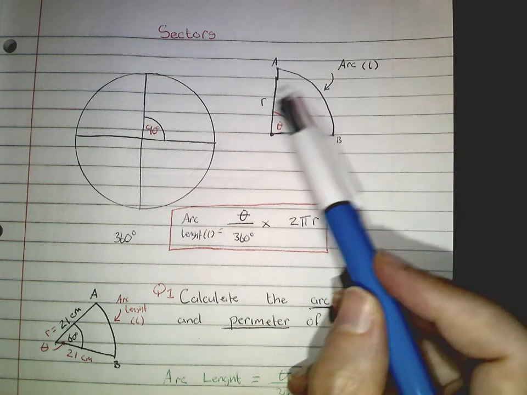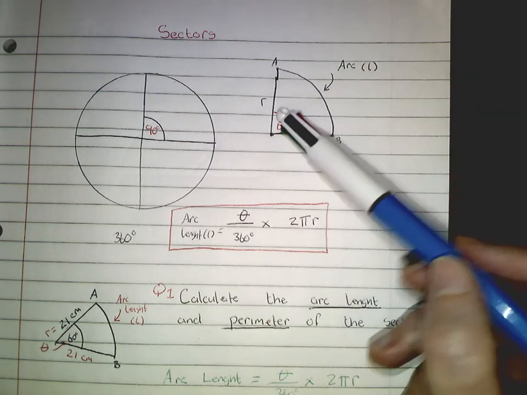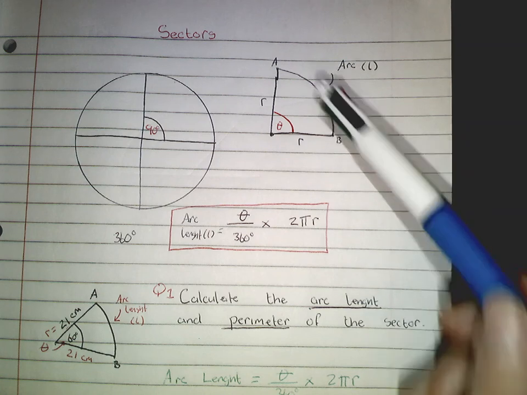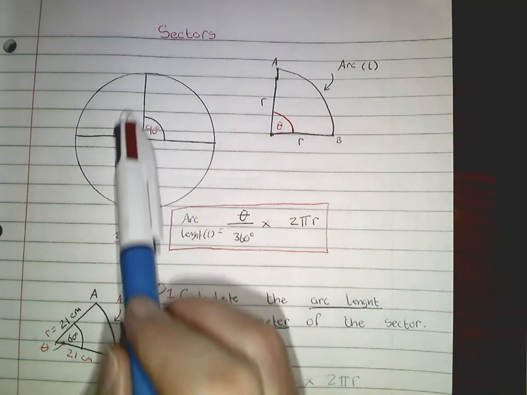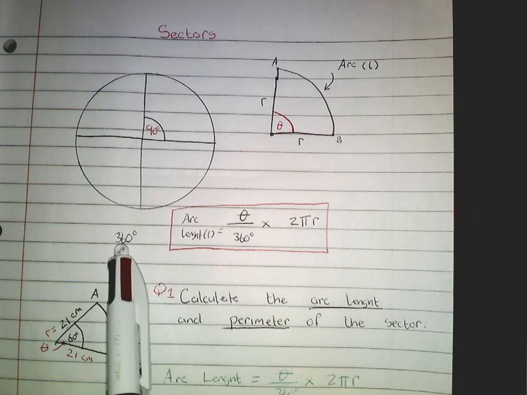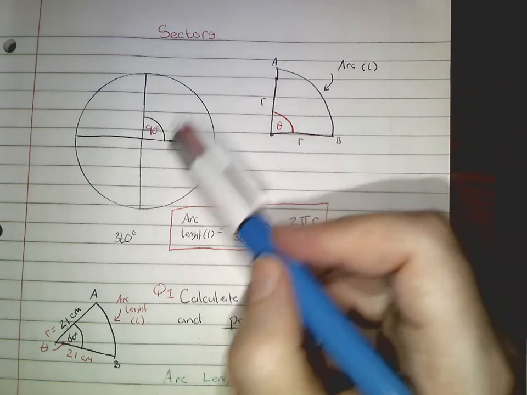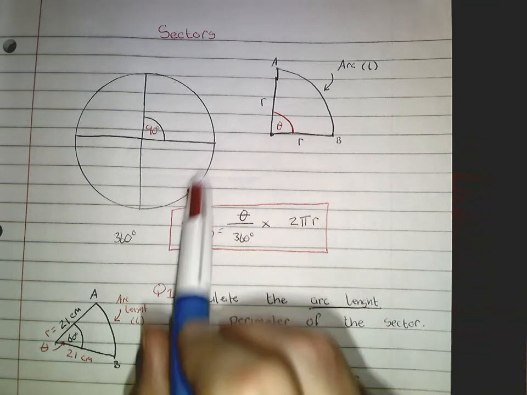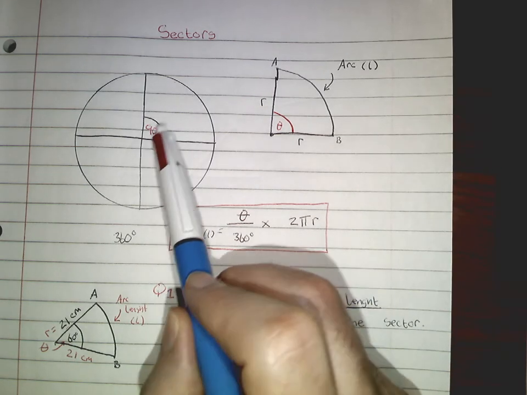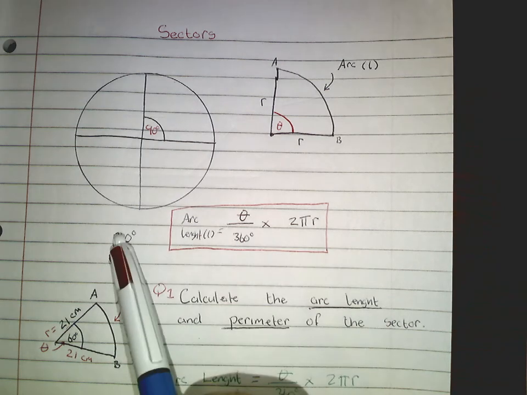If you remember, a sector is just a section of a circle, and the way to think about it is that the whole circle can be broken up by degrees. The whole circle represents 360 degrees. If we broke it up into four pieces like this, when we took out one section, we would essentially be taking out, in this case, 90 degrees. So we can think about it like that.